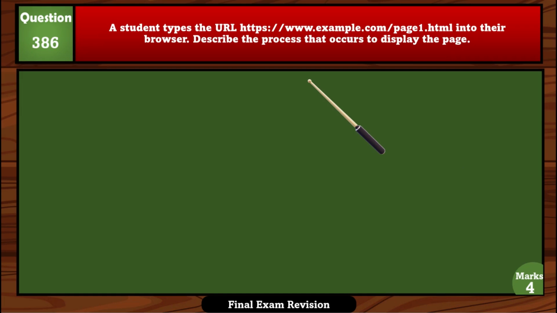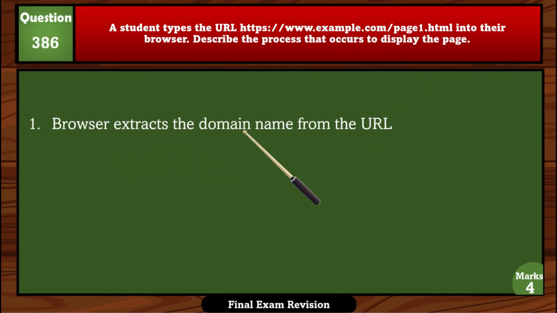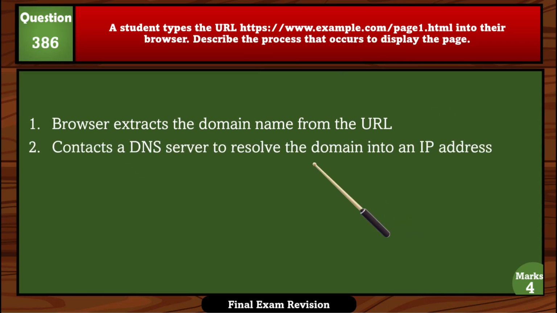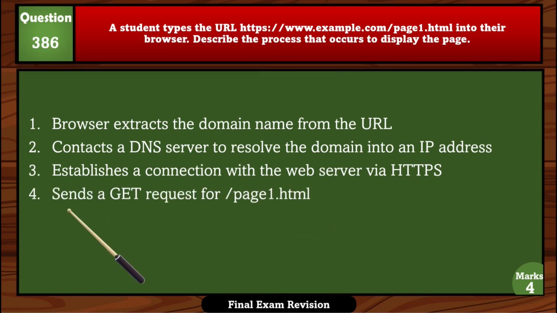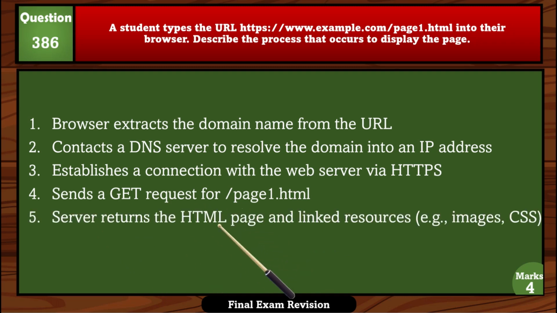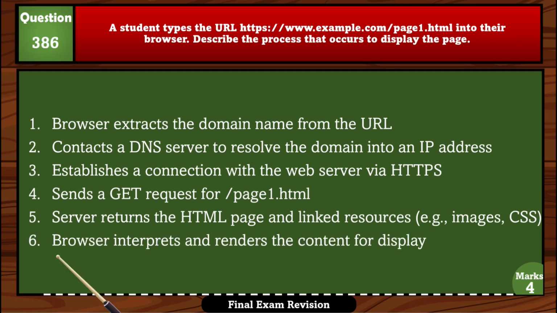Question 386. A student types the URL, this one, into their browser. Describe the process that occurs to display the page. Number one, browser extracts the domain name from the URL. Number two, contacts a DNS server to resolve the domain into an IP address. Number three, establish a connection with the web server via HTTPS. Number four, sends a GET request for page1.html. Server returns the HTML page and linked resources, for example images and CSS. Browser interprets and renders the content for display.